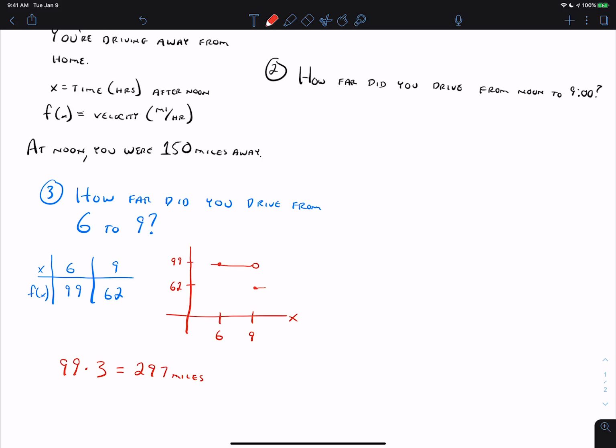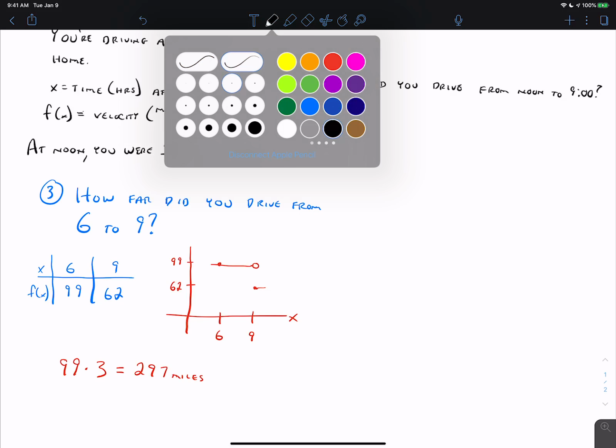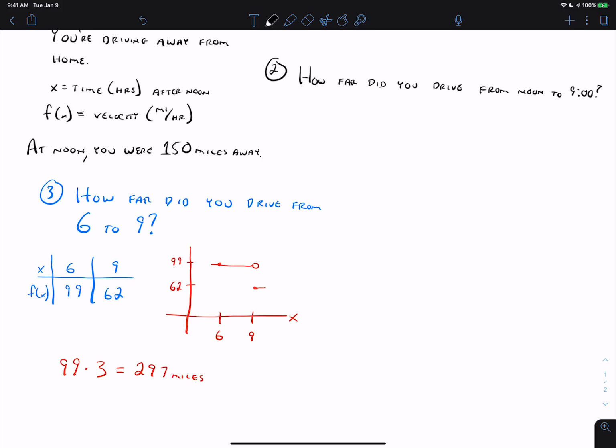Okay, so I want to look at where this calculation would show up on the graph. And so I want to talk about a few things related to that. So in this case, we're talking about the distance that you drove from 6 p.m. to 9 p.m. And so I want to look at, for instance, f of 6. So let's think about what f of 6 would be in this scenario. So f of 6 would be 99. That would be represented as miles per hour. So the units on that would be miles per hour.